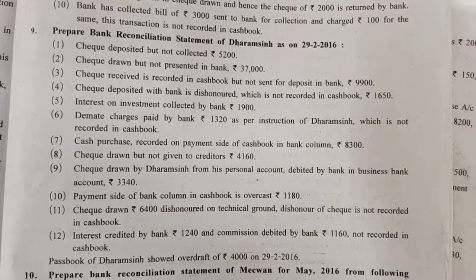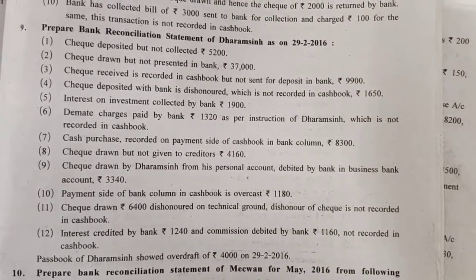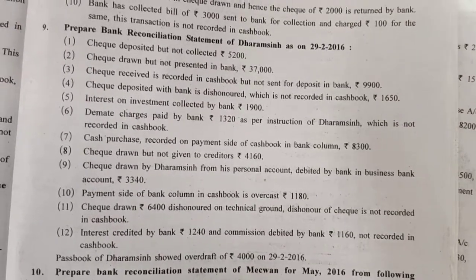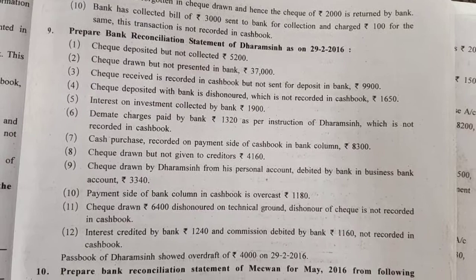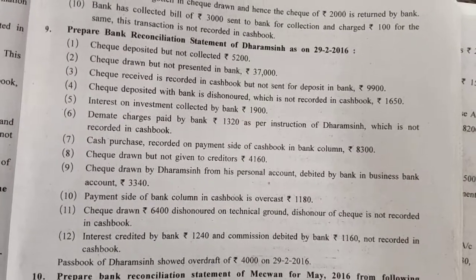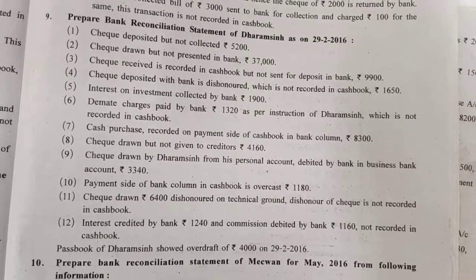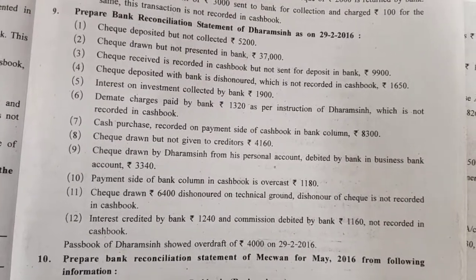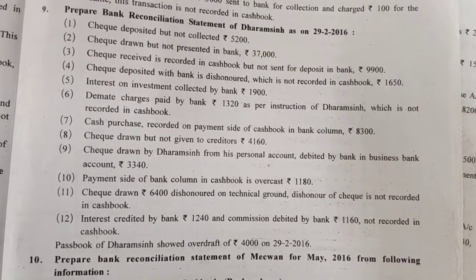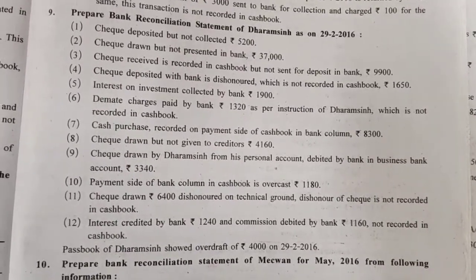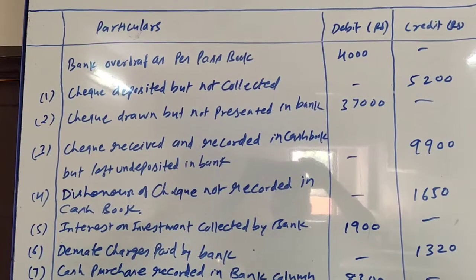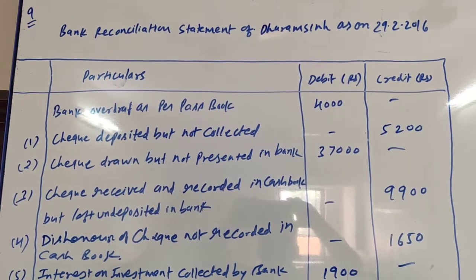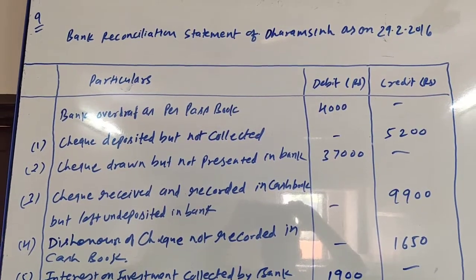Second one is about check drawn but not presented in bank, rupees 37,000. Friends, check drawn, so must have been credited in our cash book. Now as it has not been presented for payment in bank, so bank has not been debited yet. Now what we will do, we have credited in cash book, so we have to debit this in our bank reconciliation statement. So here it is. Check drawn but not presented in bank, rupees 37,000 at the debit side. Okay.